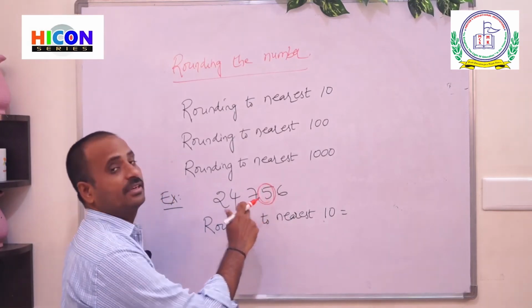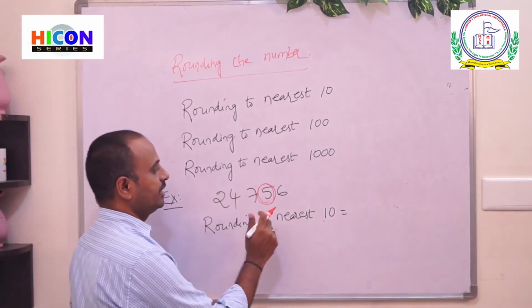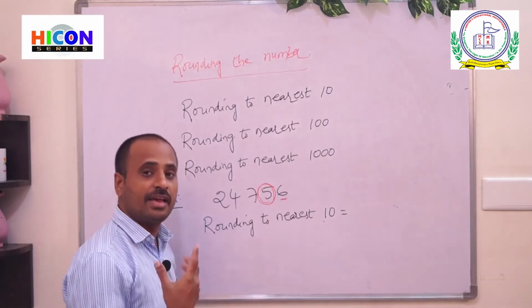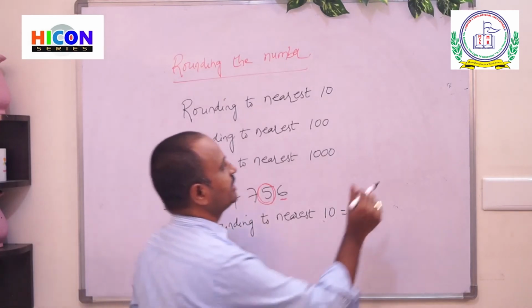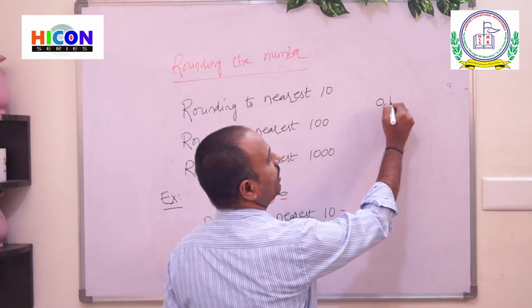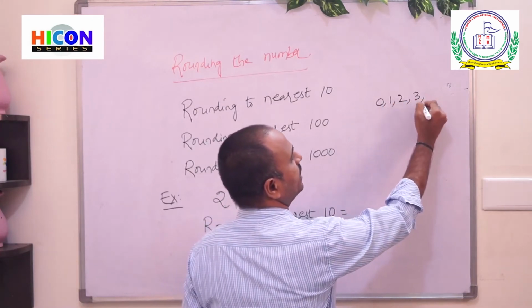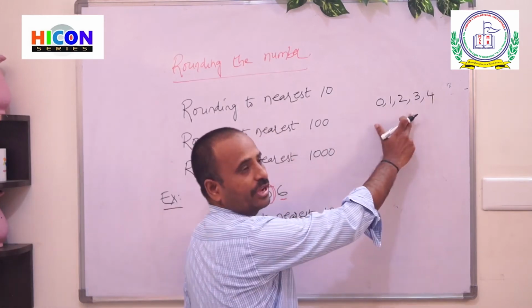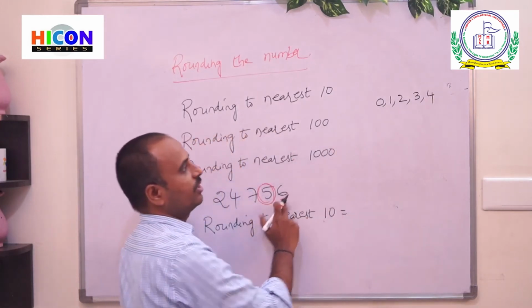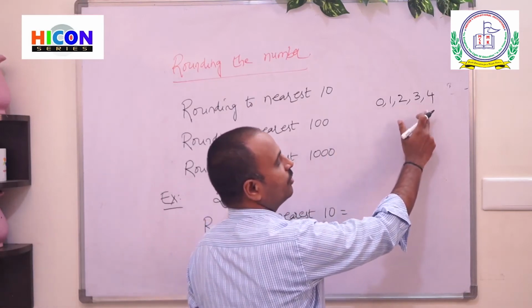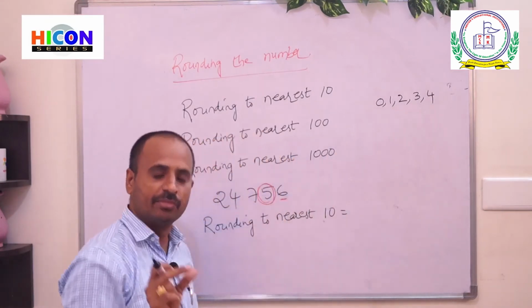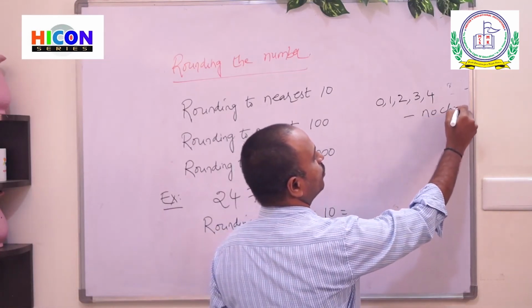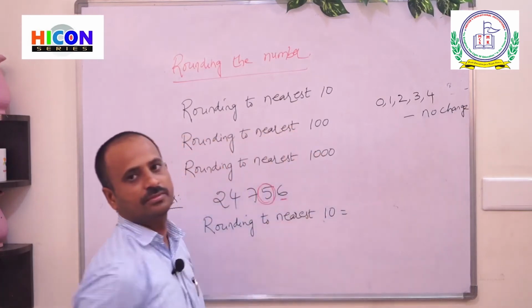Next, check the next digit to it. Here the next digit is 6. If the next digit is 0, 1, 2, 3 or 4, that means if the next digit is less than 5, then keep the same tens. So there is no change in the tens place. We round the given number to the same tens.